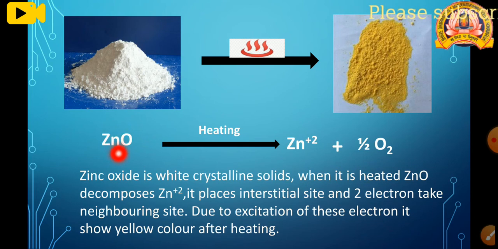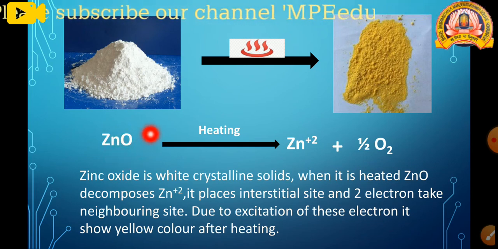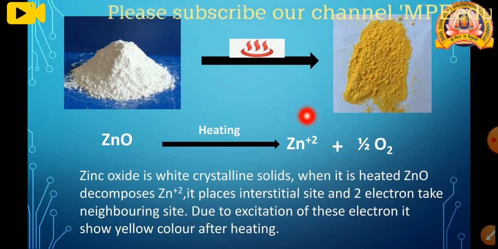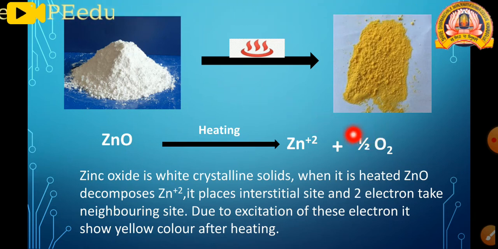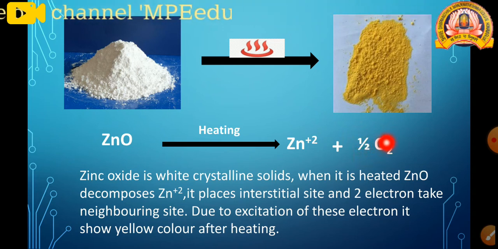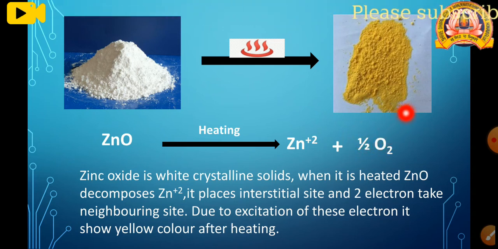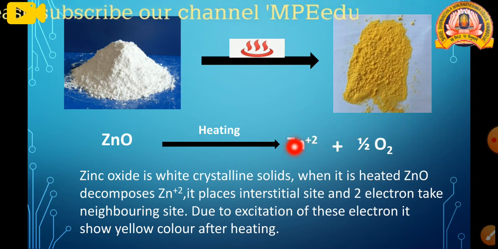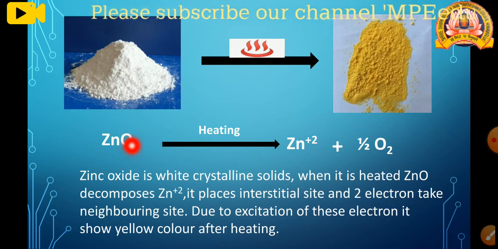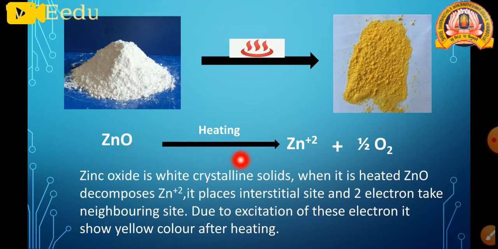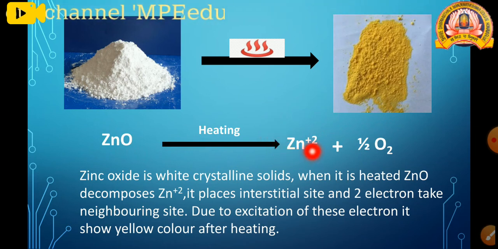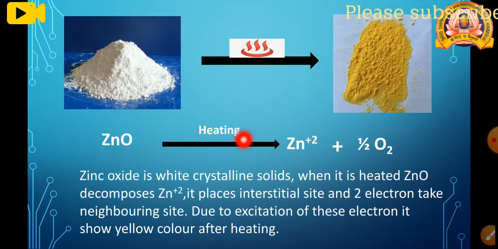These two electrons cause a change in the color, or impact the color. This is the white zinc oxide, white crystalline. When it is heated, it turns yellow. It turns yellow because it gives off oxygen. When it is heated, oxygen evaporates, O2 half.